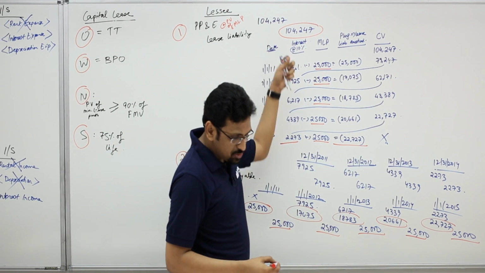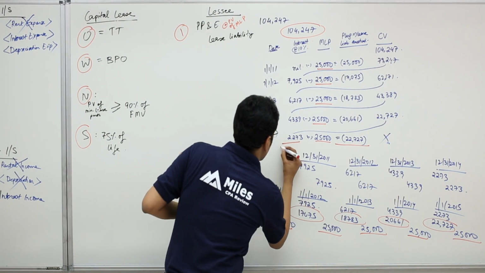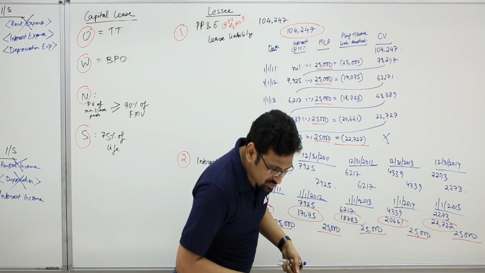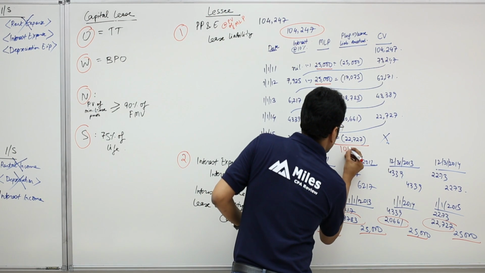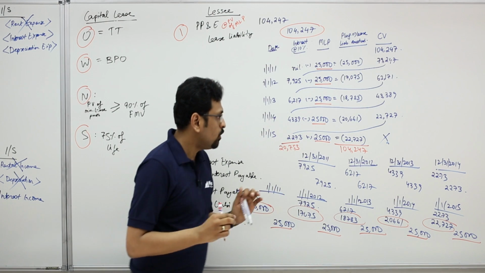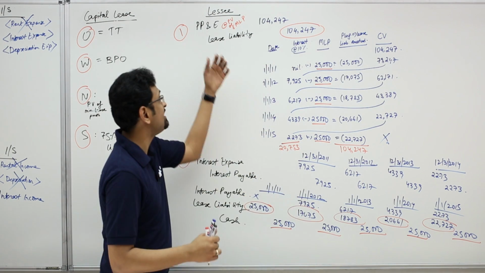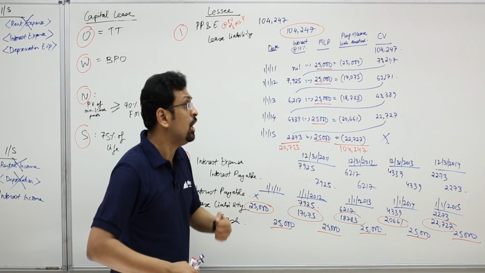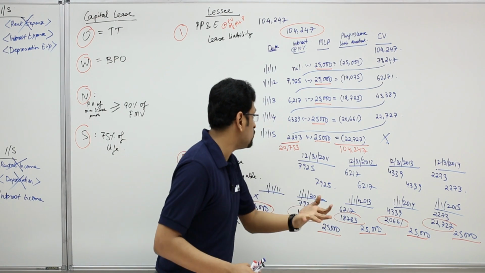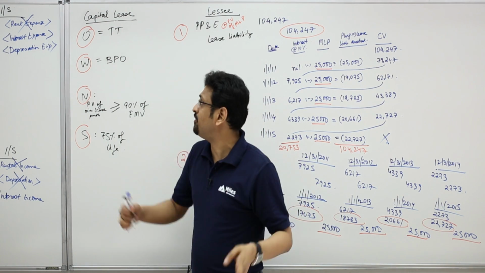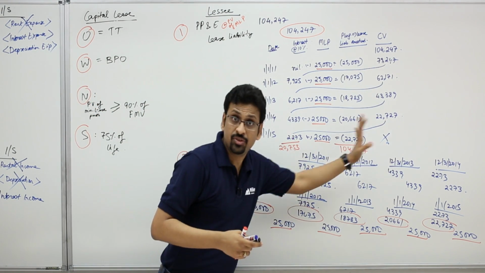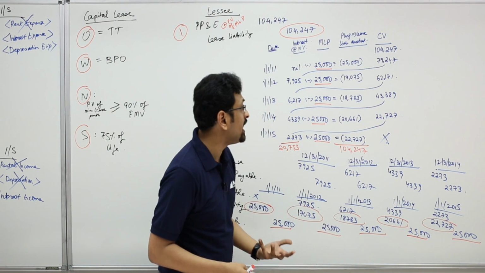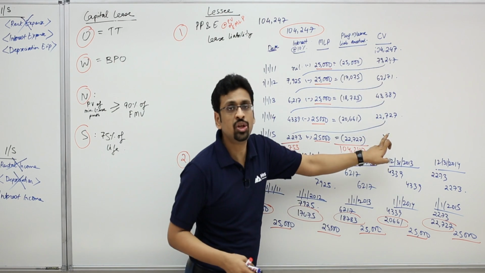So the total interest expense over 5 years is 20,753, and the lease liability amortization is 104,247. So what we are saying is, over the course of the lease, the lessee has made a total payment of $125,000, 5 into 25, to the lessor. Of the $125,000, 20,753 is interest expense over the 5 years. And the balance, 104,247, is the lease liability amortization, which goes from this number to zero at the end of the lease.